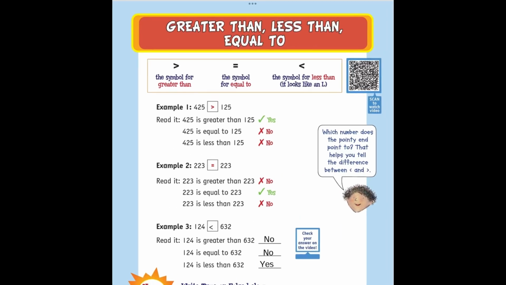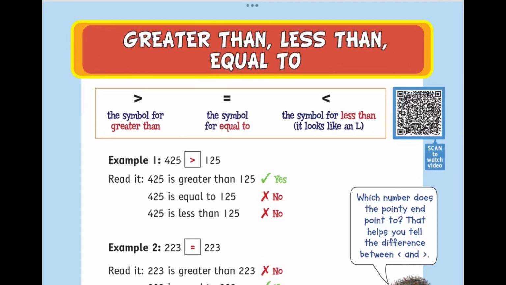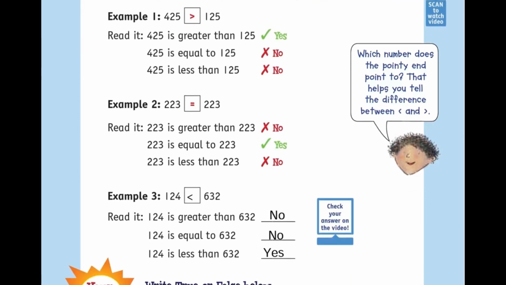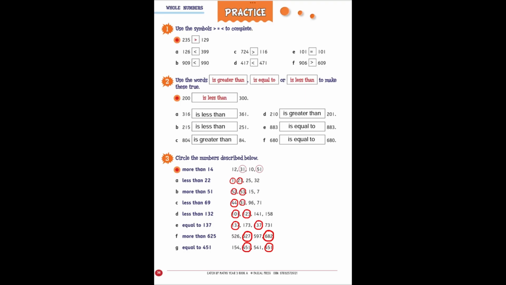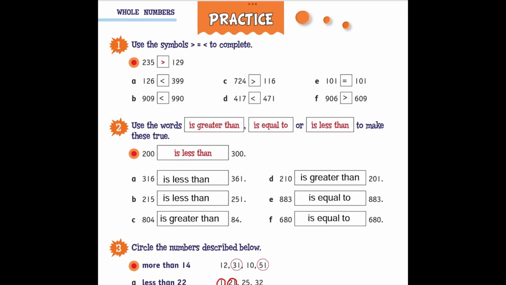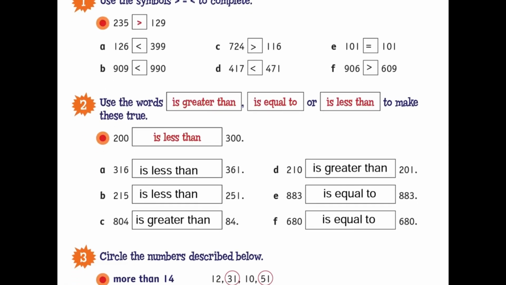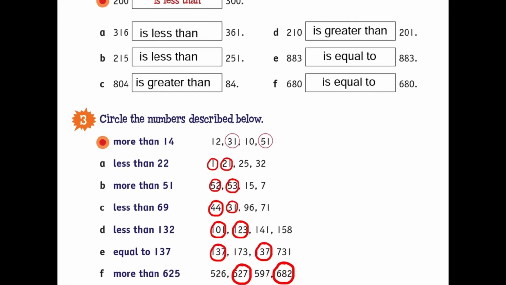I practiced identifying a number that is greater than, less than, or equal to another number from a teacher in a video. This symbol means greater than, this symbol means equal to, and this symbol means less than. For example, the numbers 724 and 116.